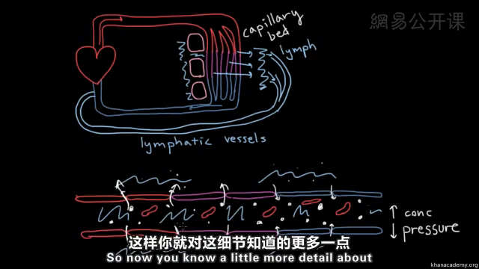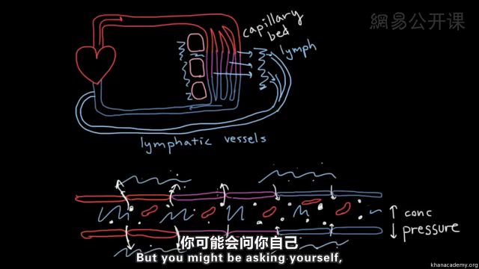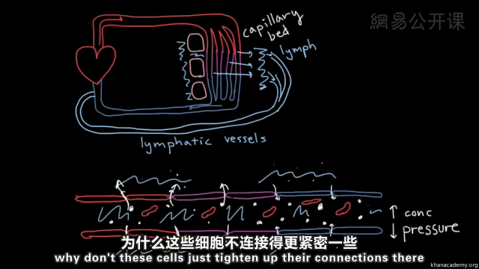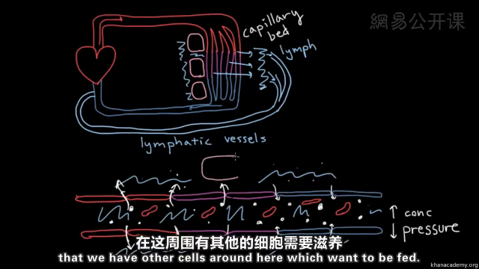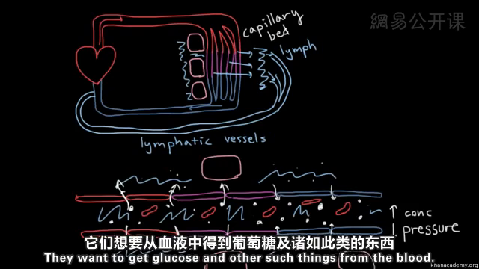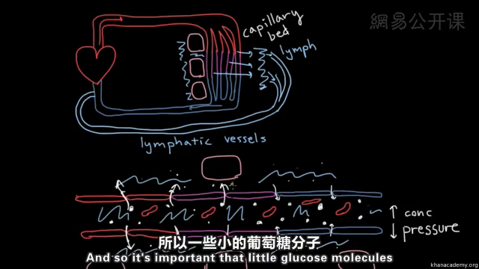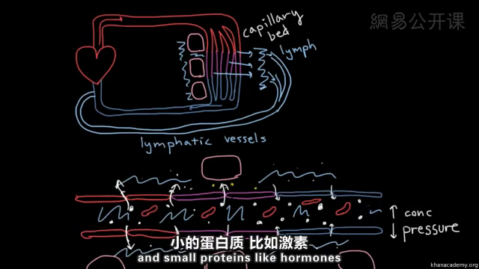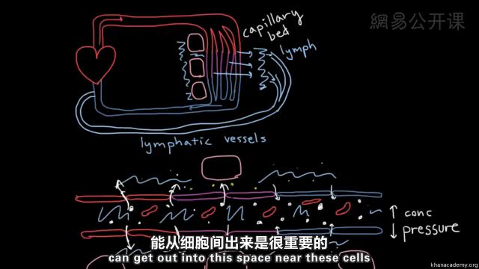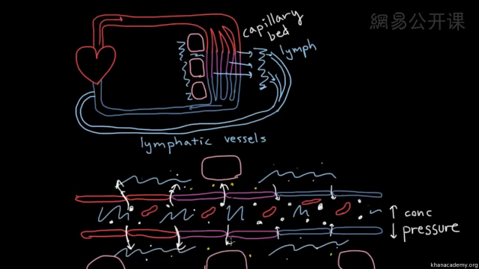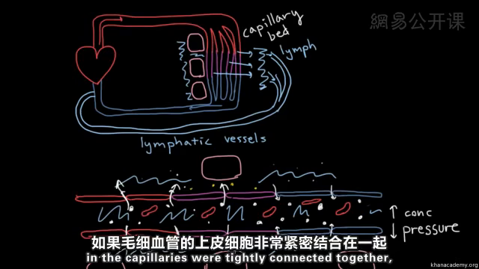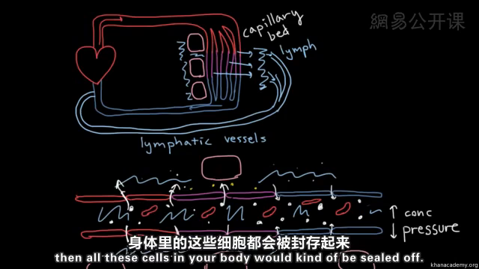So now you know a little more detail about how and why we end up with lymph, but you might be asking yourself, why don't these cells just tighten up their connections there to prevent stuff from getting out? But the answer is you have to remember that we have other cells around here which want to be fed. They want to get glucose and other such things from the blood. And so it's important that little glucose molecules and small proteins like hormones can get out into this space near these cells so that they can interact with them. So basically, if these endothelial cells in the capillaries were tightly connected together, then all these cells in your body would kind of be sealed off.